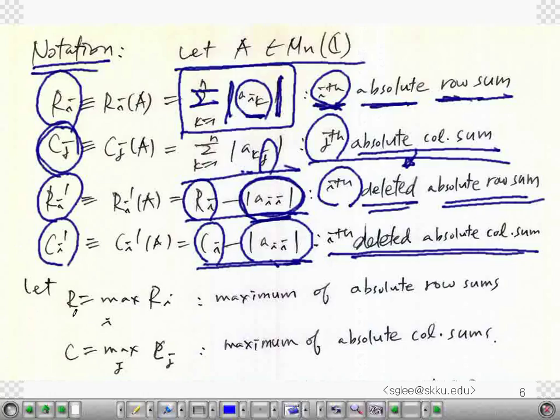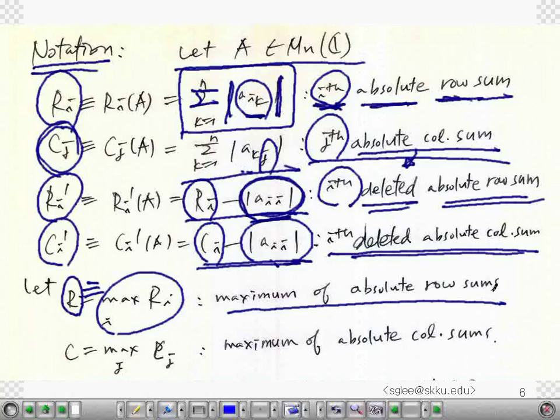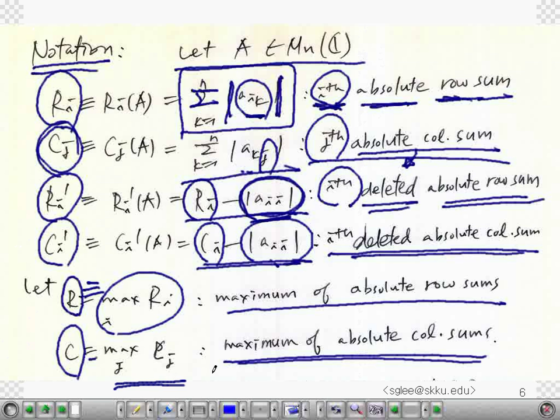Okay, then capital R is defined as the maximum of those Ri's. Maximum of all i's absolute row sums. We define it as just R. And C is called the maximum of the absolute column sums. Maximum among the Cj's.